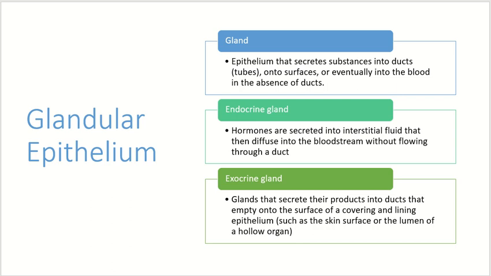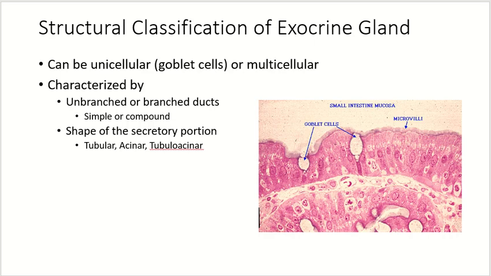So, our exocrine glands, these are going to secrete their products into ducts that are going to empty onto the surface of a covering and lining epithelium. So these are going to be things that are going to empty onto the skin surface or into the lumen of hollow organs. And we're going to look at a couple of different options for these here. Now, just like with our covering and lining epithelium, we can classify these guys in lots of different ways. Structural classifications being a big one.